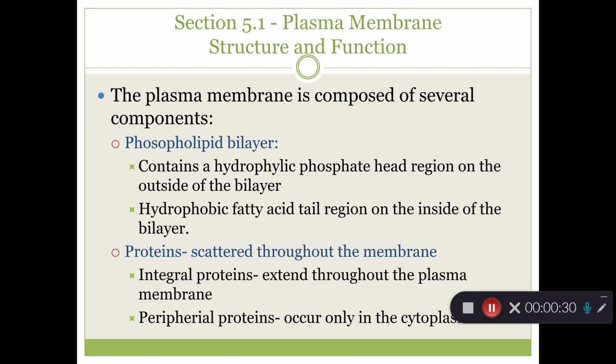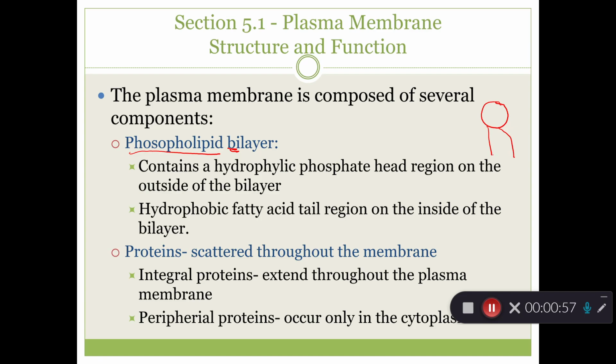It consists of a phospholipid bilayer, or two layers. So you know what a phospholipid is. A phospholipid, remember, be able to draw this. I want you to be able to draw this. It's got a phosphate group head. It's got a saturated fat and an unsaturated fat tail. And remember that fat and water do not mix.